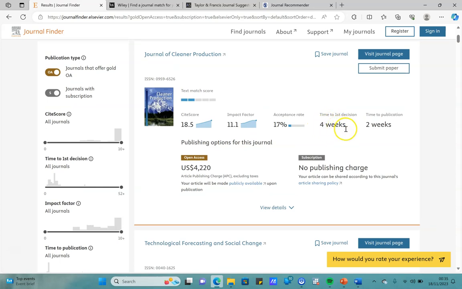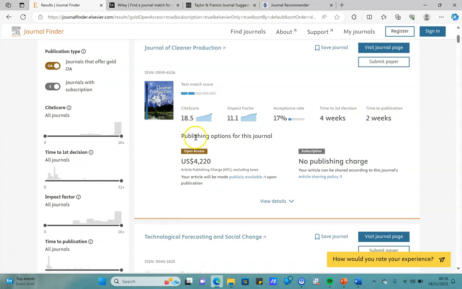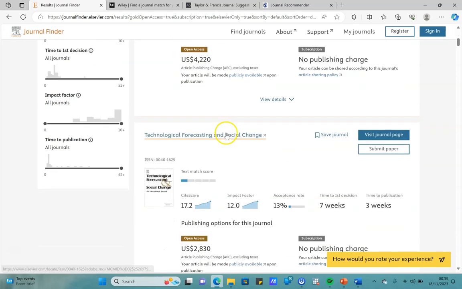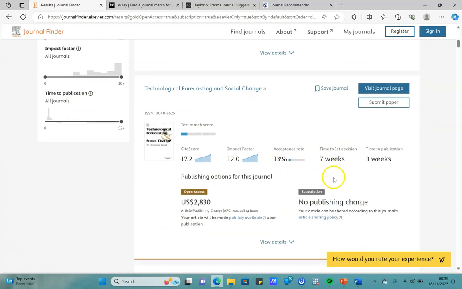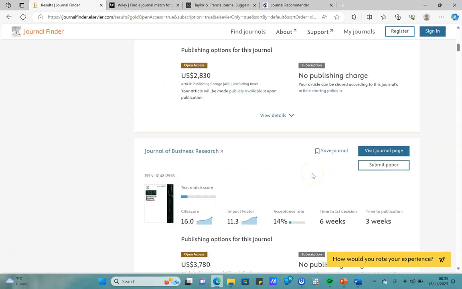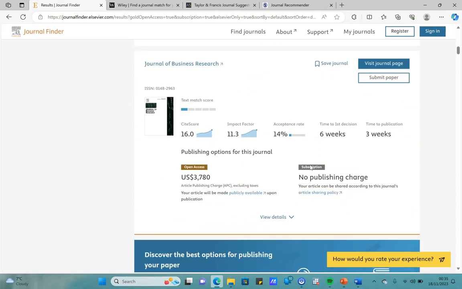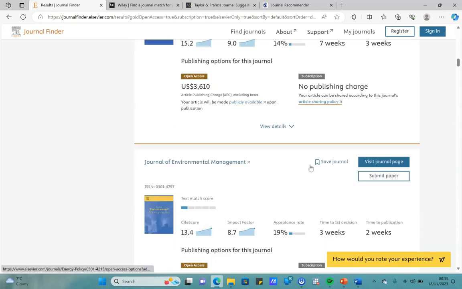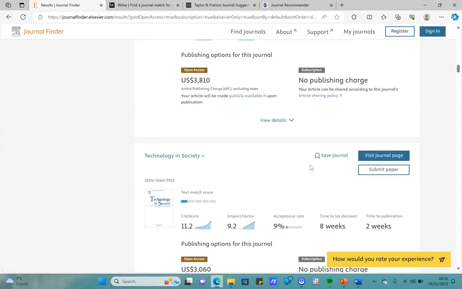Within 4 weeks you will get the first decision, whether it is rejected or it goes for review. In 2 weeks, on average, they publish. So this journal is quite fast. It is a very high impact factor journal. Next one, Technological Forecasting and Social Change. So as you can see, in mostly the same format, this is what the recommendations look like.